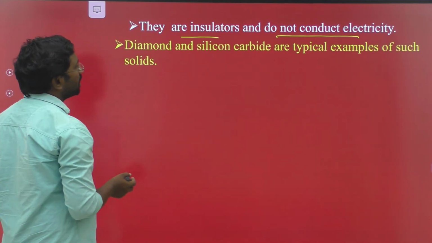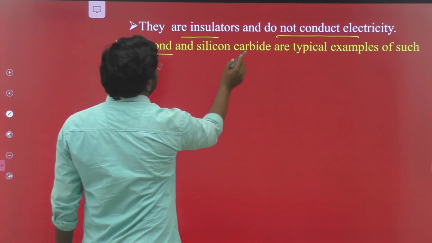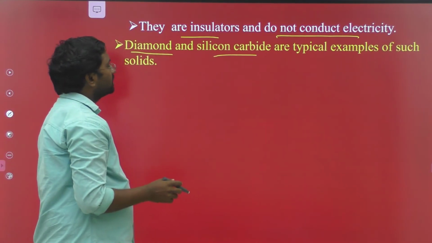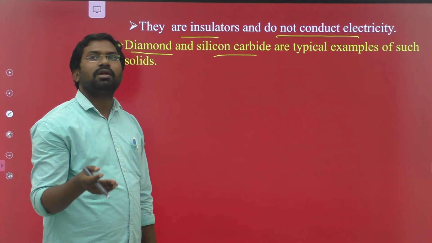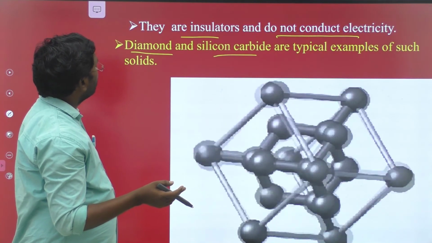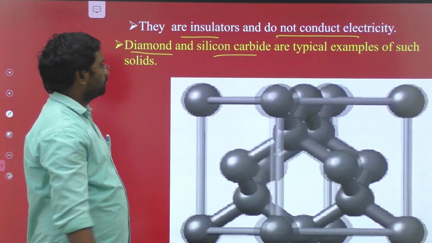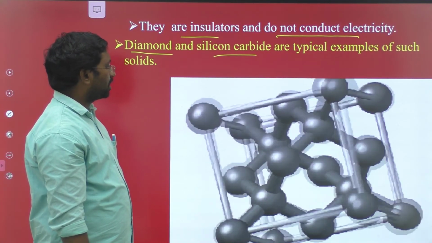So diamond and silicon carbide are typical examples of such solids, that is, covalent or network solids. This is the arrangement of the particles in diamond. In diamond, the carbon particles are arranged in a tetrahedral manner.